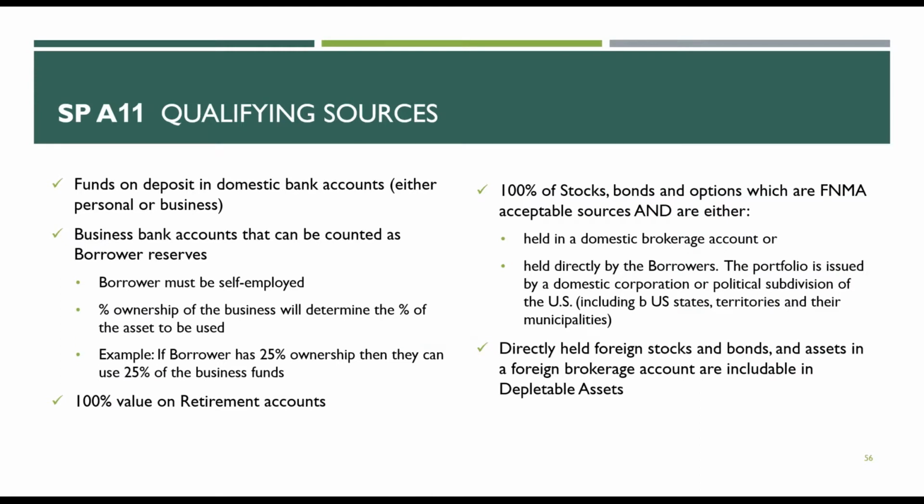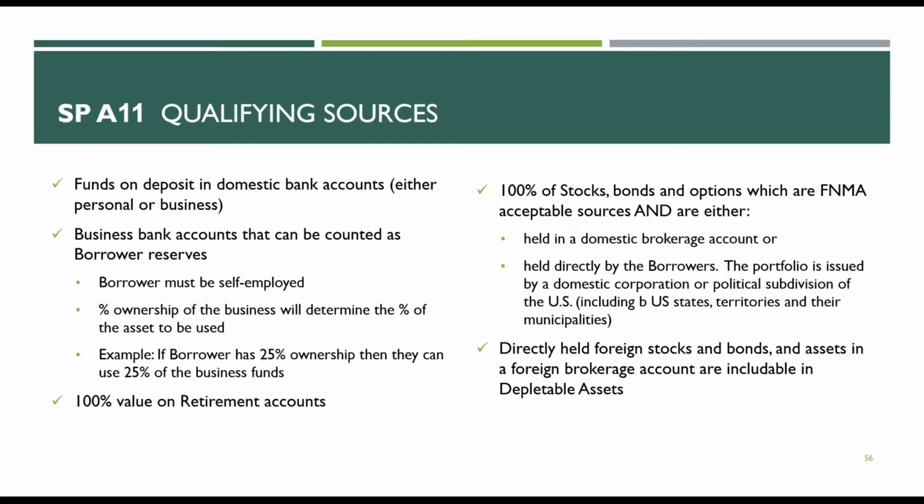Funds on deposit in a domestic bank account, either personal or business. The business bank account can also be counted as borrower reserves. The borrower must be self-employed in this instance. The percent ownership of the business will determine the percent of the asset that can be used. So if the borrower has 25% ownership, then they can use 25% of the business funds. 100% value on retirement accounts.